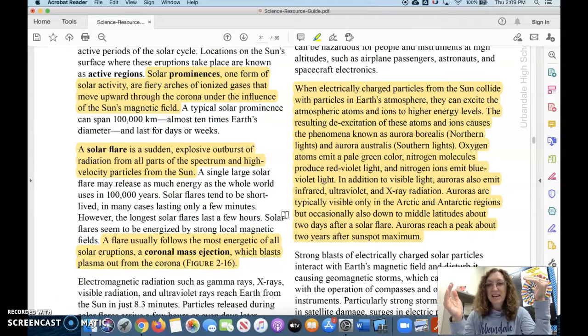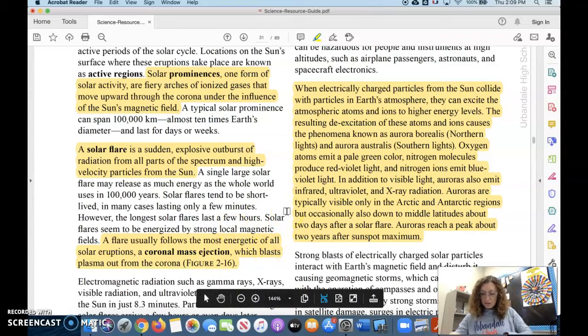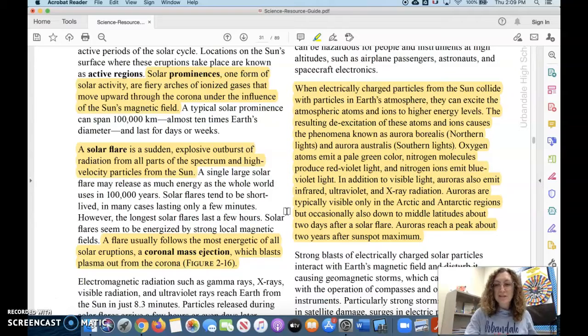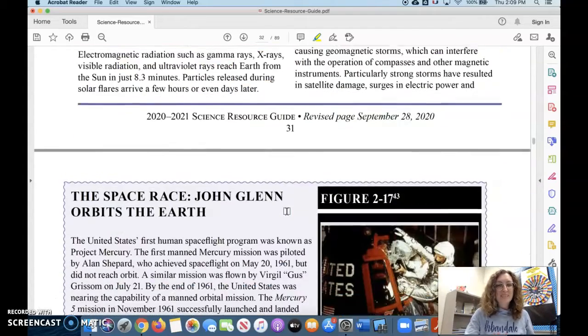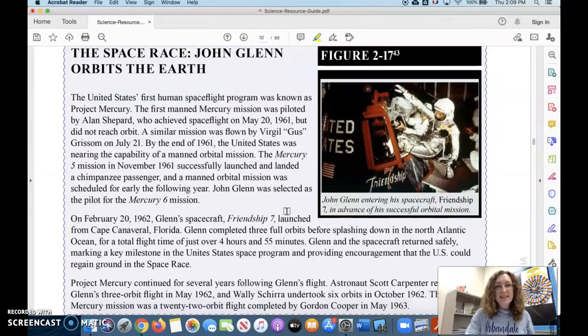Super cool, right? Unfortunately, we can't usually see them in Iowa, but if you're ever in the Arctic or Antarctic, you should try to check out the northern or southern lights. These often happen after a solar flare, because if you remember, it happens because of sun garbage being spewed out and hitting our atmosphere. All right, John Glenn, he has gone around the Earth.